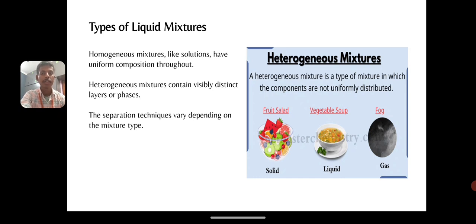Heterogeneous mixtures. The mixtures contain visible layers or phases. Example, oil and water. Heterogeneous mixtures contain visibly distinct layers or phases. Here we can discuss examples such as fruit salad, it is solid in type. Vegetable soup, it is liquid in state. Fog, it is gas in state. In this method, the separation depends mainly on the types of mixtures and physical properties of the liquids involved.